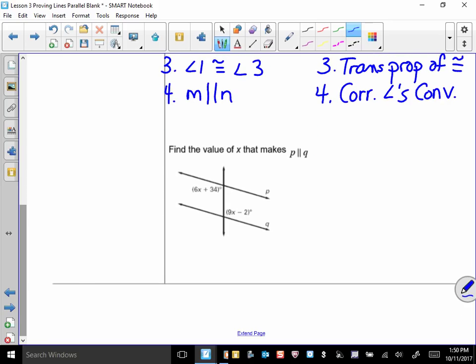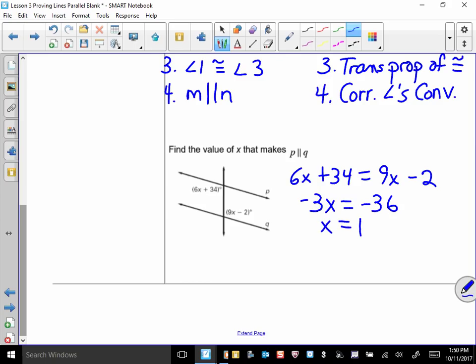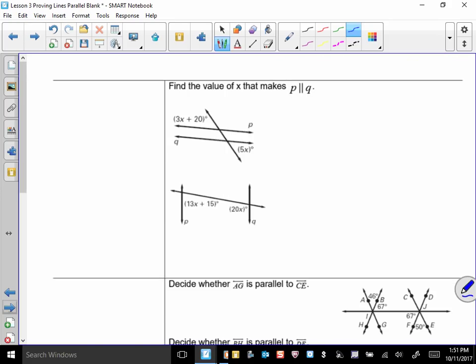Find the value of x that makes P parallel to Q. All right, well, these are alternate interior angles. So if P is parallel to Q, then I know those two angles are congruent, and therefore their measures would be equal. So I'm just going to set those equal. Solve for x. So let's see, that's negative 3x equals negative 36. So x is going to be 12 right there. All right, on my answer sheet I had 18, but it's definitely 12. Double check me there, make sure I didn't make an arithmetic mistake.